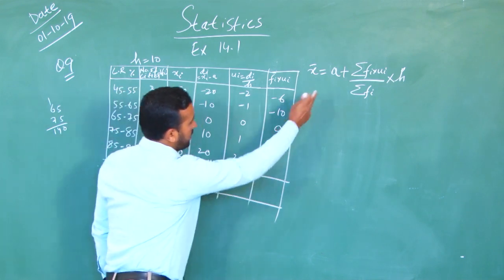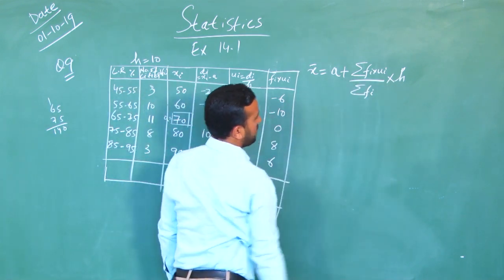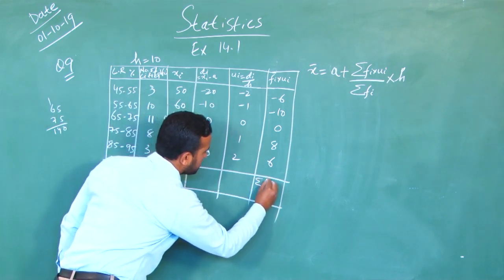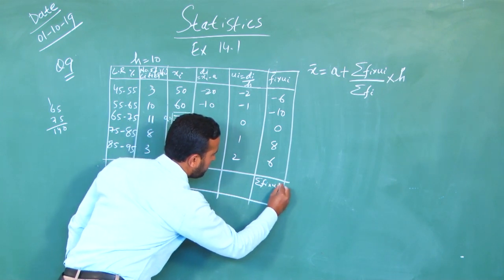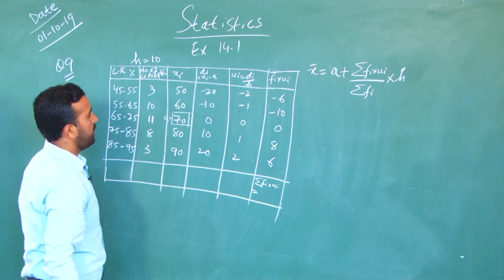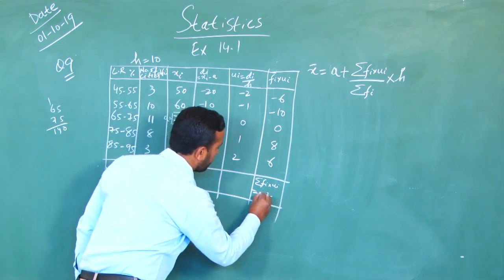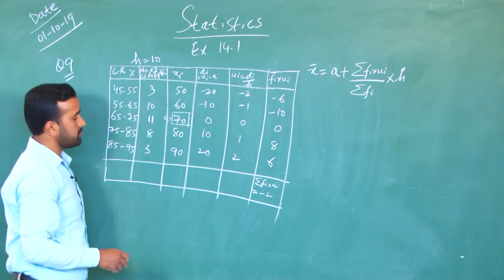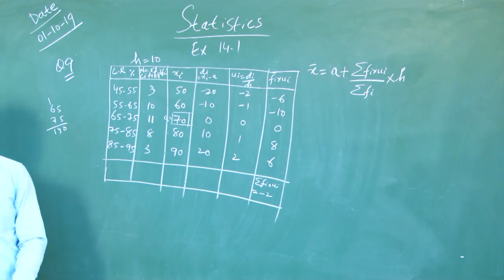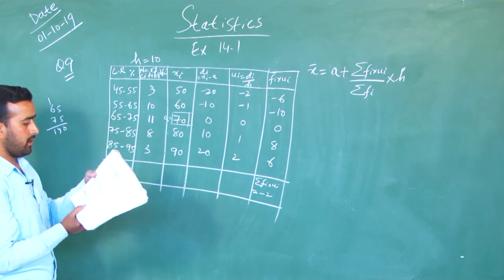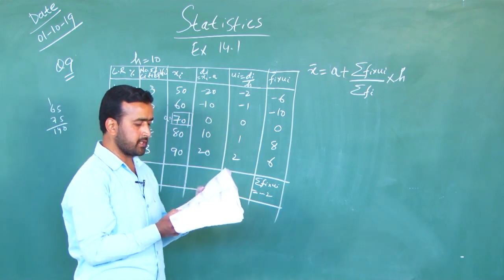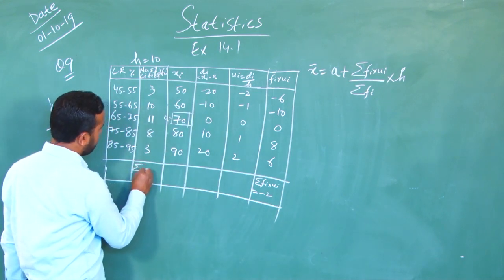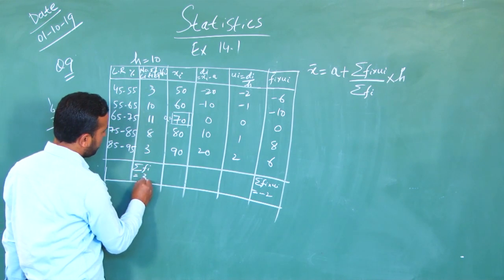Then in the formula, as is evident, we have to take the summation of fi multiplied by ui. That will give us minus 2. After calculating the value, you can see it is minus 2. And the addition of all the frequencies, as the number of cities discussed in the given question, is 35. So we will write summation of fi here as 35.